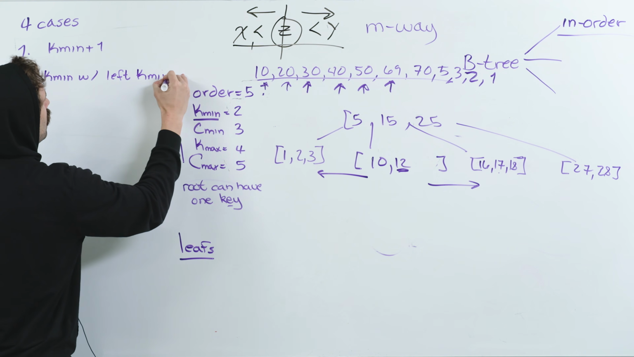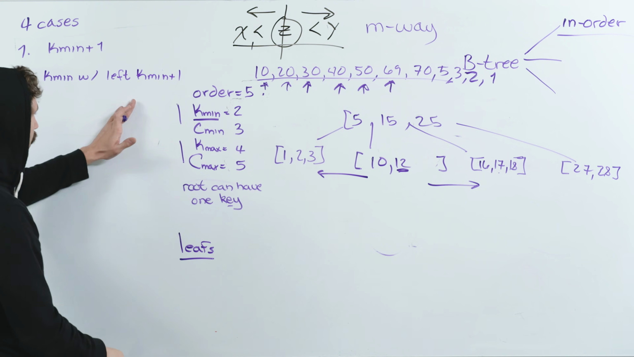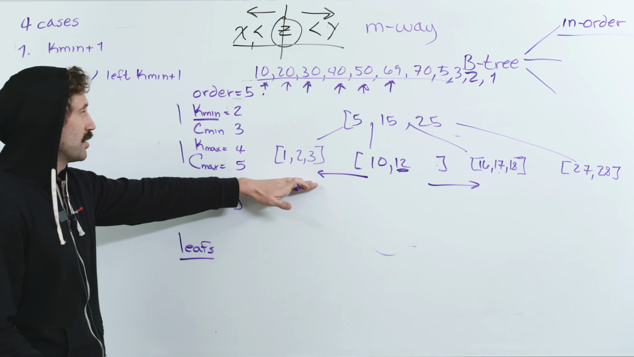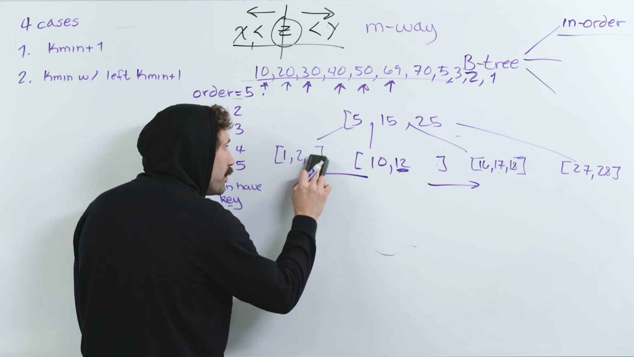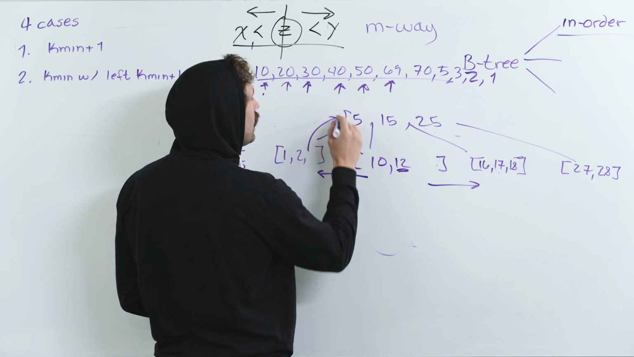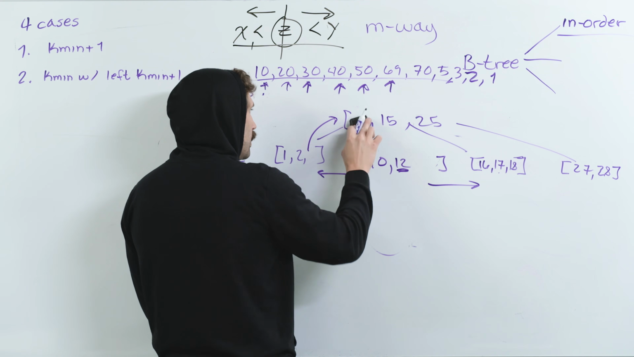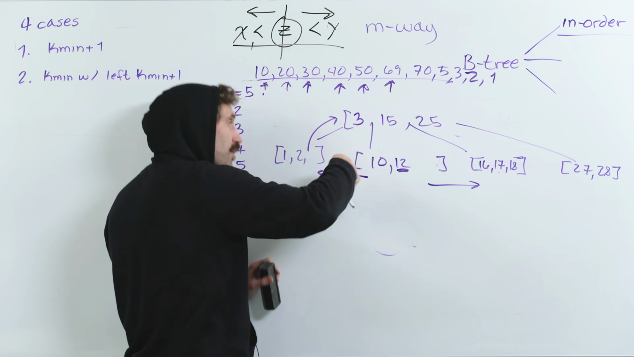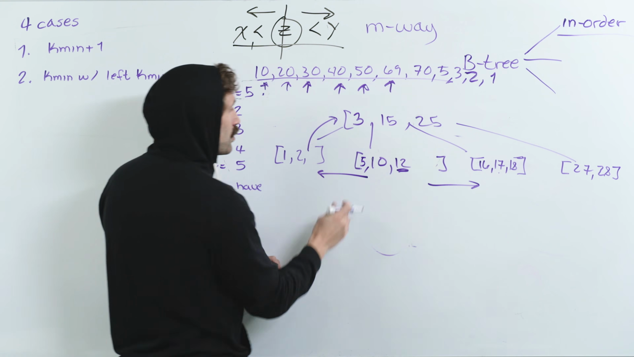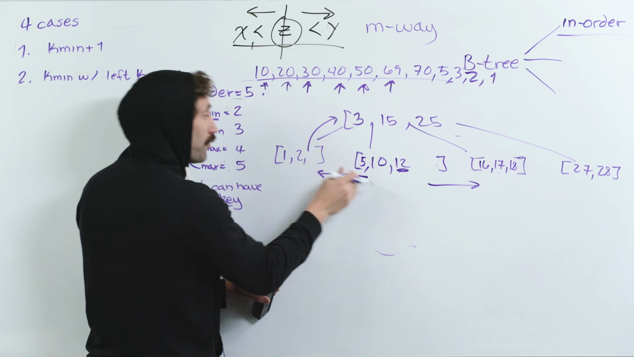kmin plus 1. All right, so your left-hand side has enough keys to spare, which means we're going to take the 3 and move that 3 up to where the 5 is. We're going to take that 5 and move it to the front of the list down here. Because when you take from the minimum side, you move it to the front of the list.